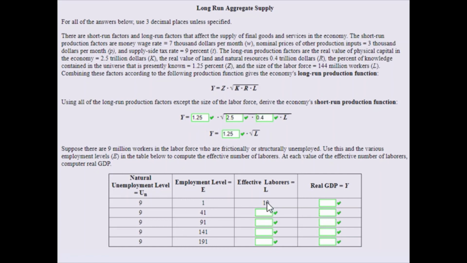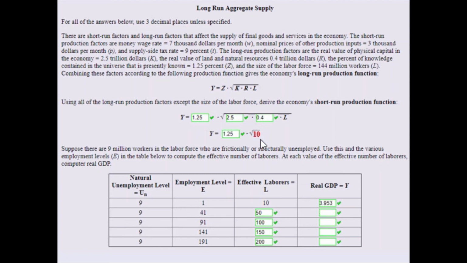Okay, we're going to plug this 10 into here. Eventually. Before we do that, we're going to add 9 to 41, so we get 50. 9 to 91, so we get 100. 9 to 141, we get 150. And 9 plus 191, we get 200. Now we're going to plug each one of these into that function.